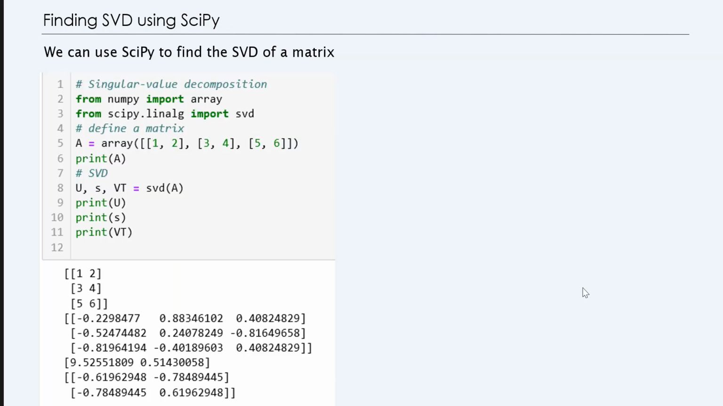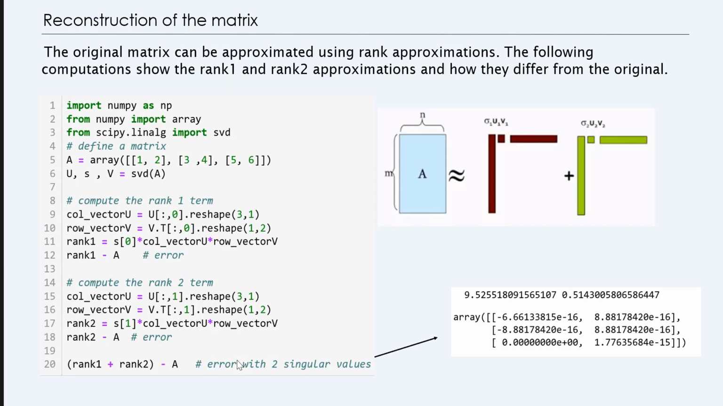All right, so this is the code that is used to find the SVD. You can carefully pause the video and look at how it's done. You have an array. You call the SVD from NumPy, SciPy, in fact the linear algebra package, and you get the U, S, V transpose. The approximation, reconstruction of the matrix, can be done using this.